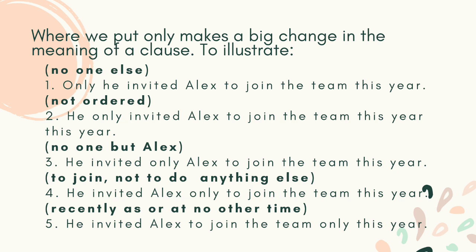Next is: he invited only Alex to join the team this year. This means that he only wants Alex but no one else. The fourth one is: he invited Alex only to join the team this year. This means that he just wants Alex to join the team but not to do anything else in the team. Then: he invited Alex to join the team only this year. This means that it happened recently, or at no other time. So as you can see, the 5 clauses are the same, but if you place the word only differently, it changes its meaning.